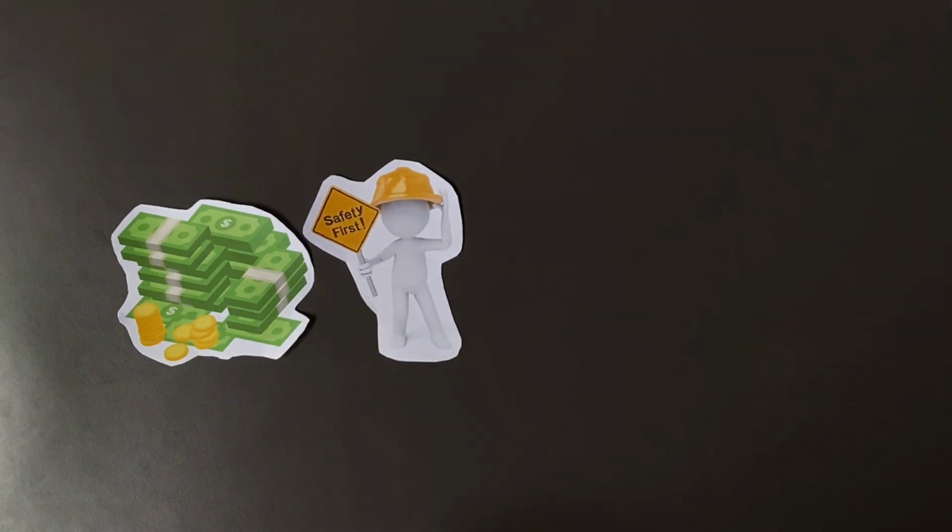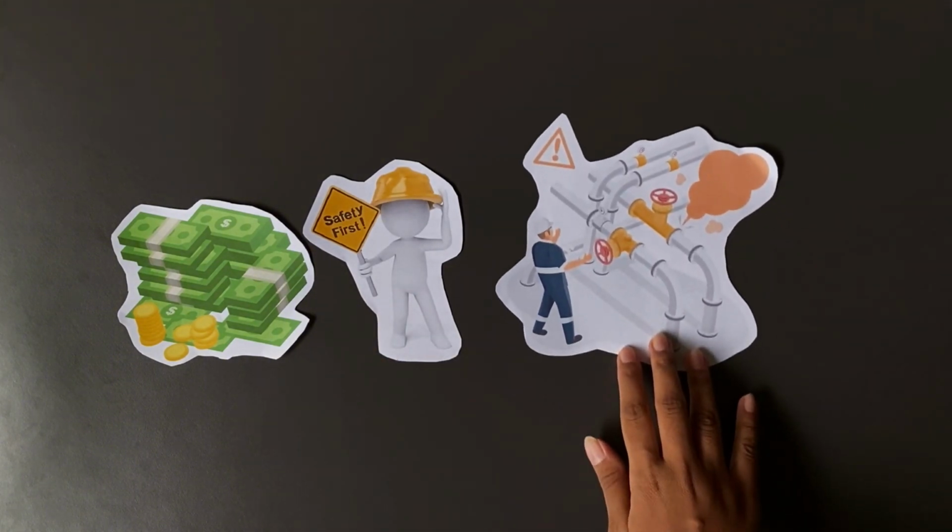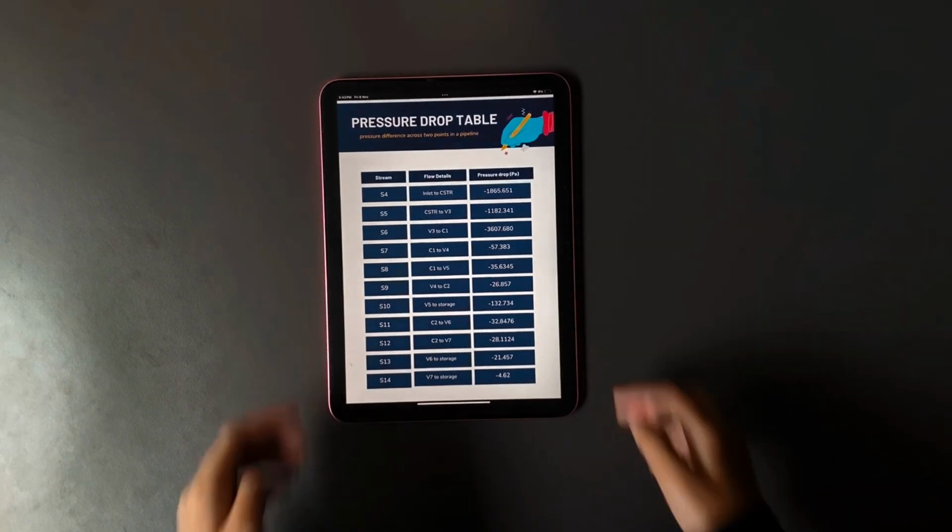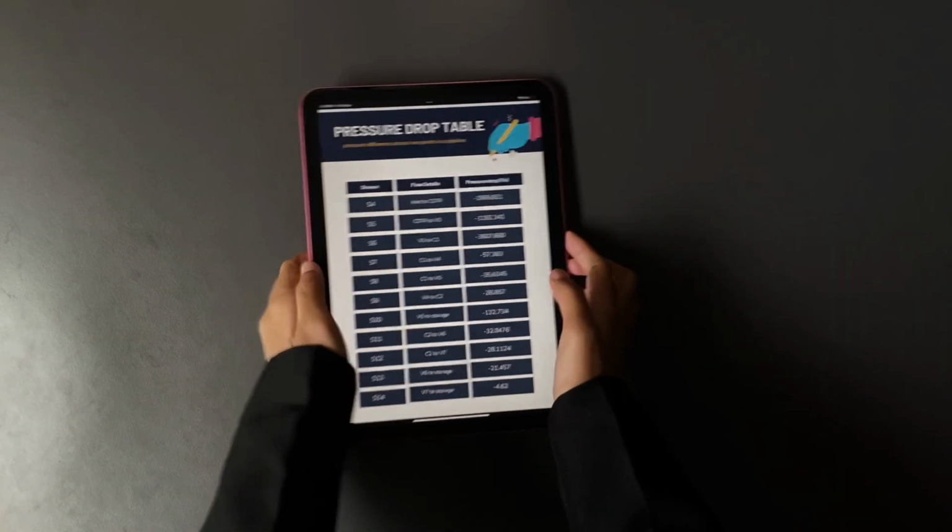Managing pressure drop is essential for system efficiency. Large pressure drop can cause dangerous pressure fluctuations, pipe damage, and other system failures. Using appropriate equations, we can solve for pressure drops in the pipeline. Now, let's find out how we can get these answers.